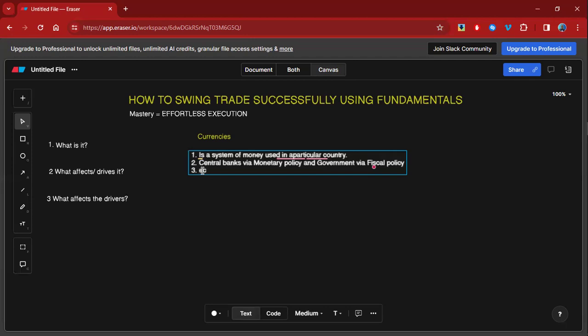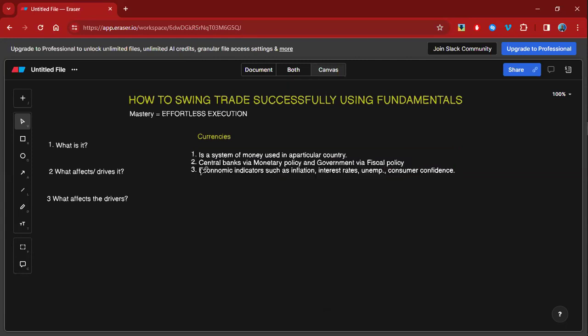So we're looking at economic indicators, such as inflation, interest rates, unemployment, consumer confidence, you name it, GDP, and so on and so forth, right? So that is how you look at currencies.